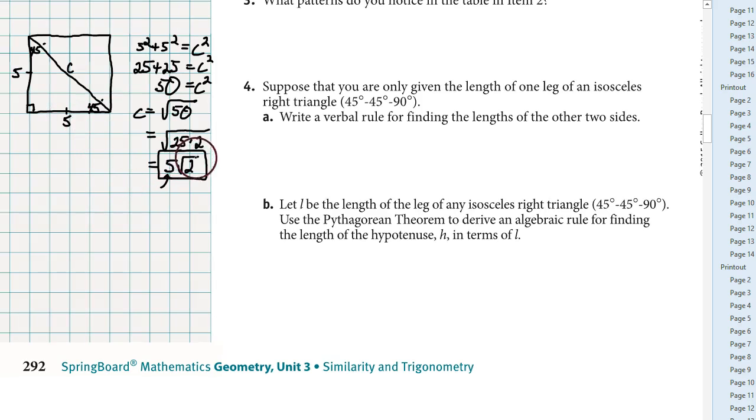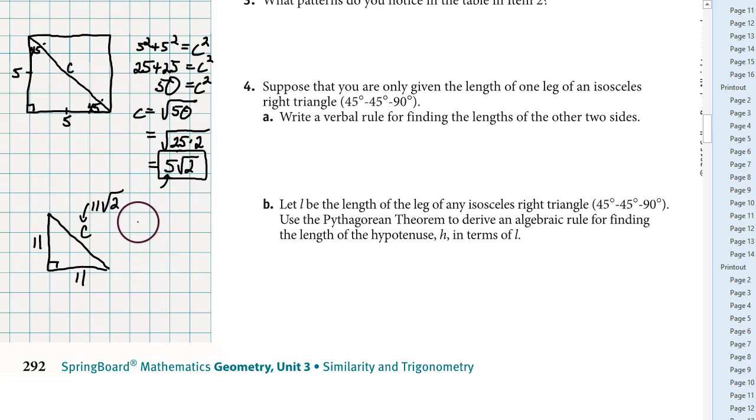And so this suggests a quick way to find the hypotenuse for this kind of triangle. We can take the leg of the triangle and multiply by the square root of 2. Does that work all the time? Let's try one more example. Let's say that we have a 45-45-90 degree triangle, and that the legs of that triangle are, let's say, 11. How long is the hypotenuse? Is it 11 times the square root of 2?